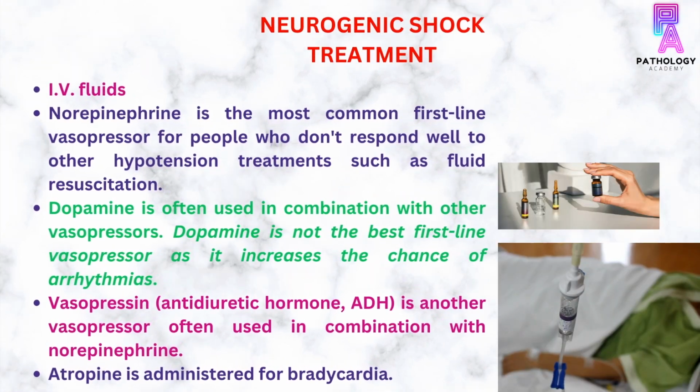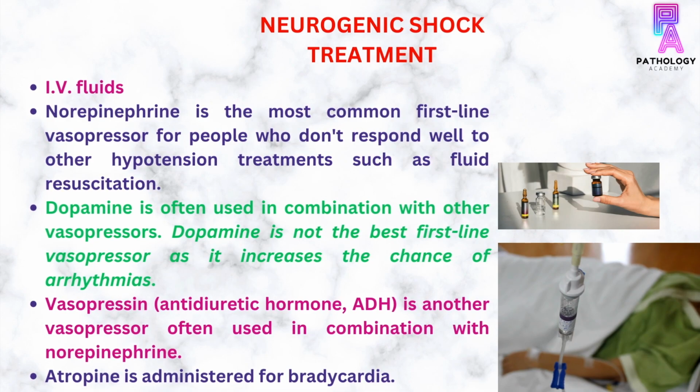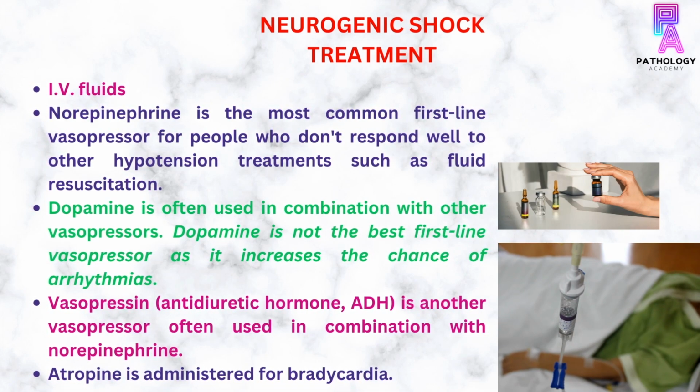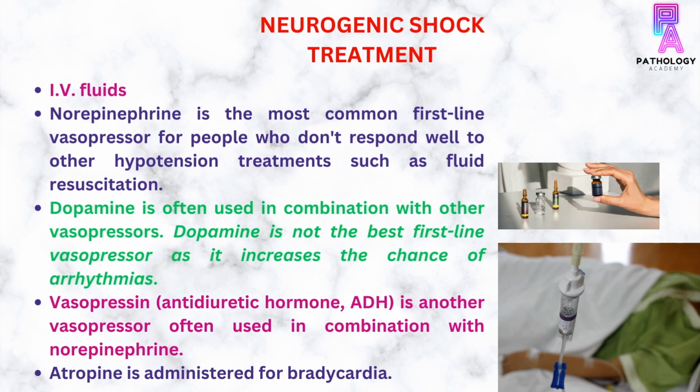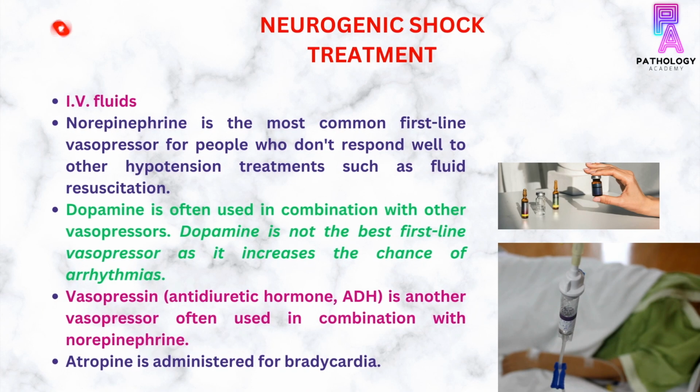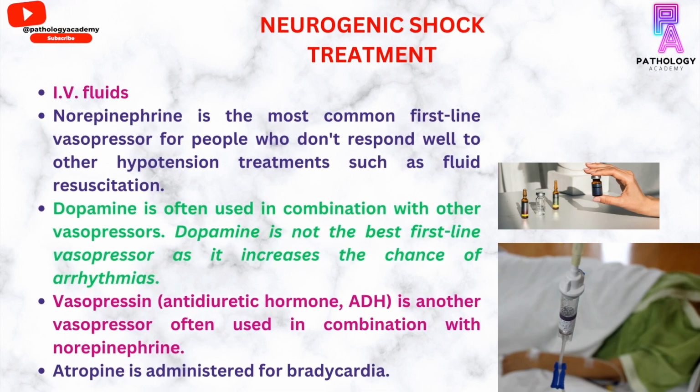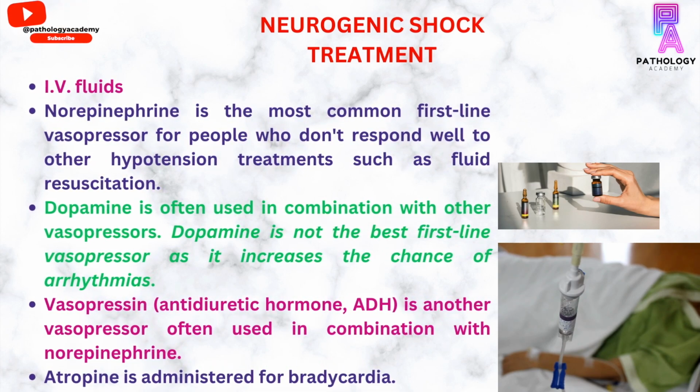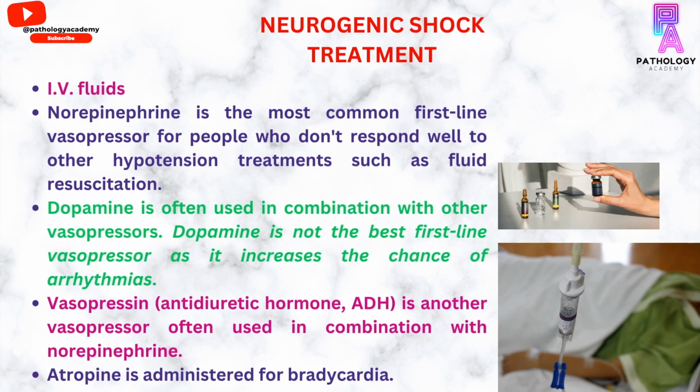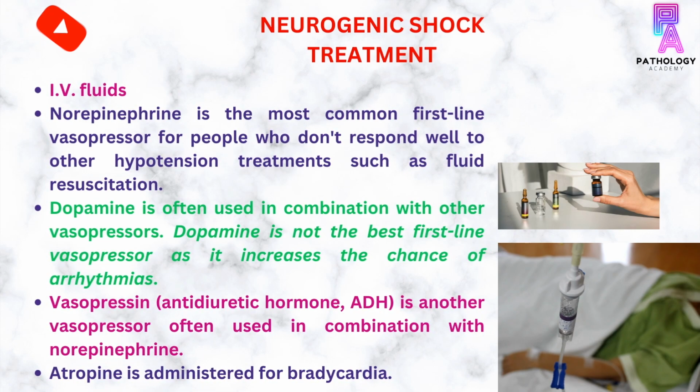Treatment in cases of neurogenic shock. The patient should be given intravenous fluids. Norepinephrine is the most common first-line vasopressor in neurogenic shock for treatment of patients who don't respond well to hypotension treatments such as fluid resuscitation. Dopamine is often used in combination with other vasopressors. It is not the best first-line vasopressor as it increases the chances of arrhythmias. Antidiuretic hormone is another vasopressor which can often be used in combination with norepinephrine. And atropine is administered for bradycardia.